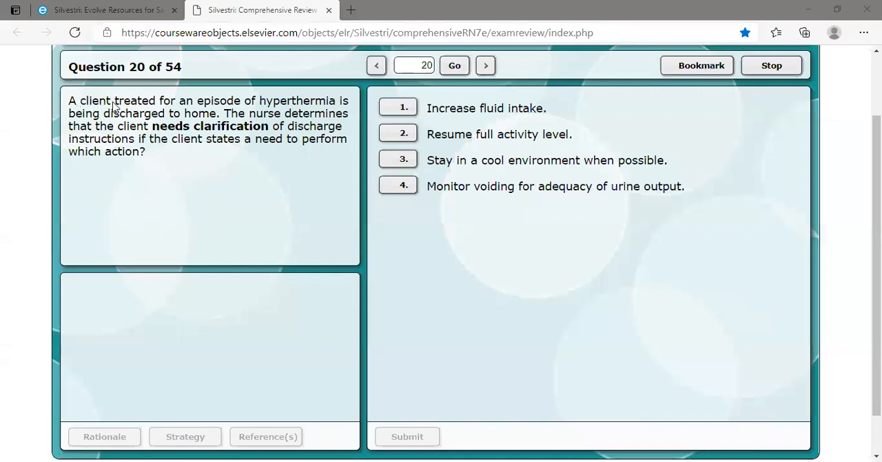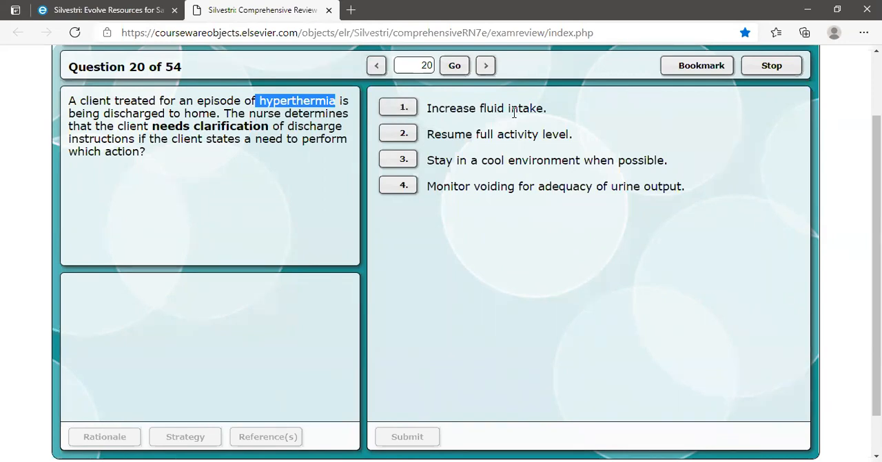Question here: the client is treated for an episode of hyperthermia, so the question is about hyperthermia, and is being discharged to home. The nurse determines that the client needs clarification of discharge instructions if the client states the need to perform which action? So out of 4, which one is not correct for hyperthermia management? We need to re-educate the patient, then say goodbye and go home.